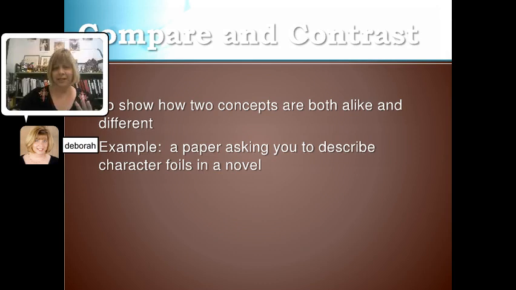Now, compare and contrast is probably the second most common pattern, like cause and effect. This is where you're taking two very different ideas and you're asked to show how are they related, how are they connected, how are they alike, and then also how are they different, on what points do they differ. Let's say you were asked to describe character foils in a novel. These are characters that have a connection or relationship to each other, but because they're both in the novel, they bring out or highlight different characteristics of each other.